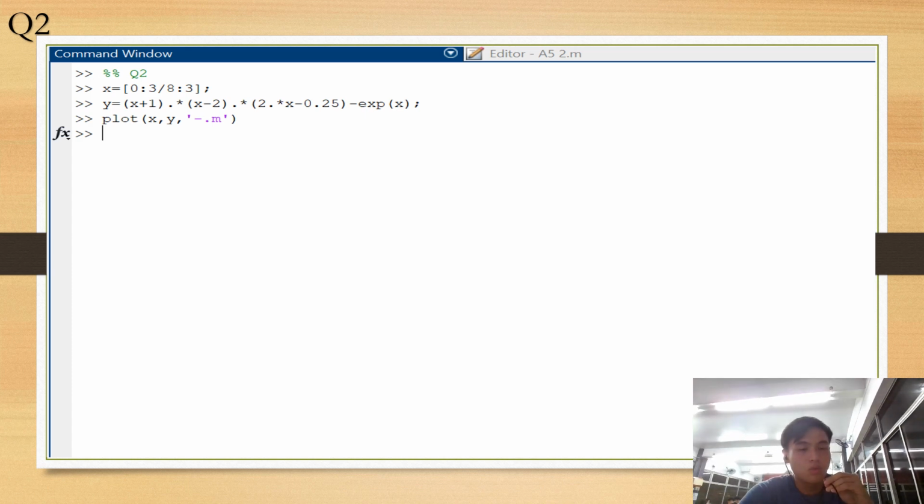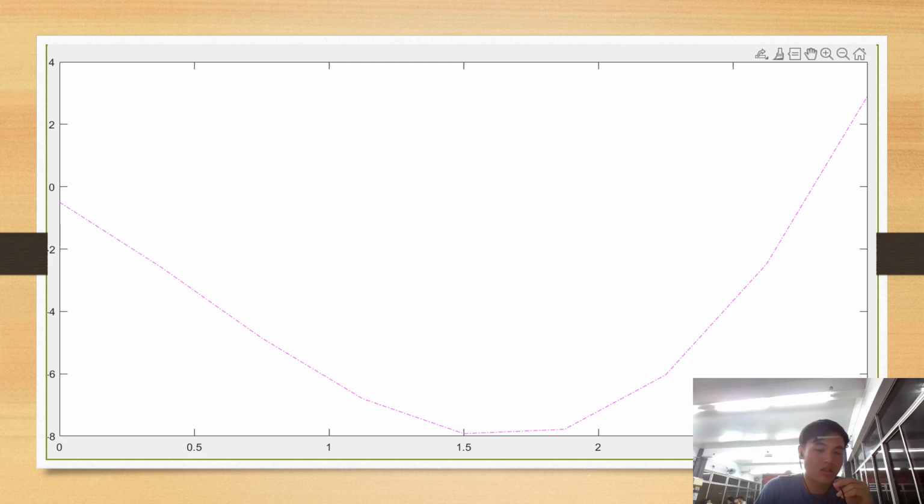For question 2, we need to plot the function y with different ranges of x values. For the first one, x is 0 until 3, with the difference of each being 3/8, and then we plot the graph. This is the graph for the x values from 0 to 3.